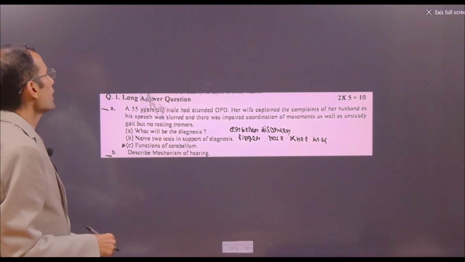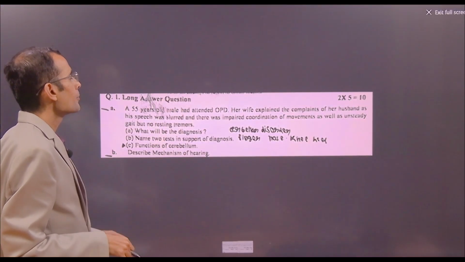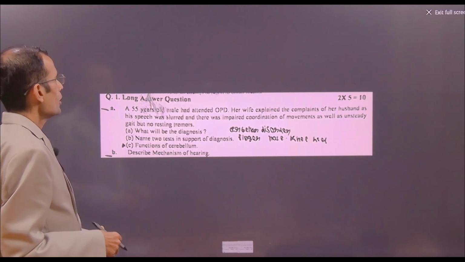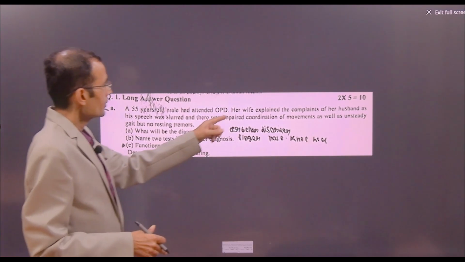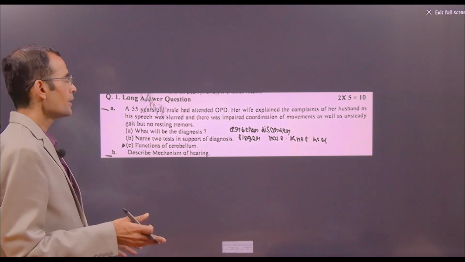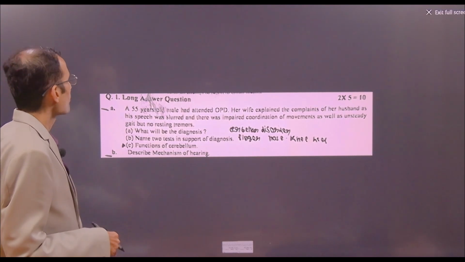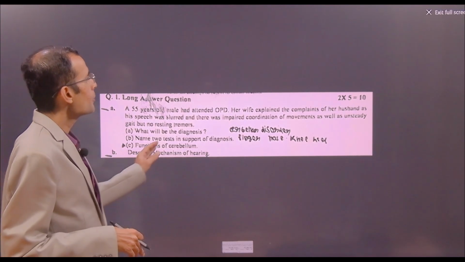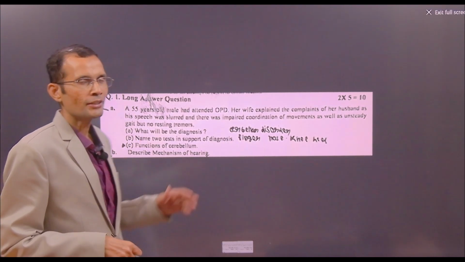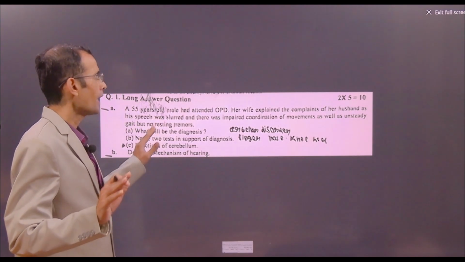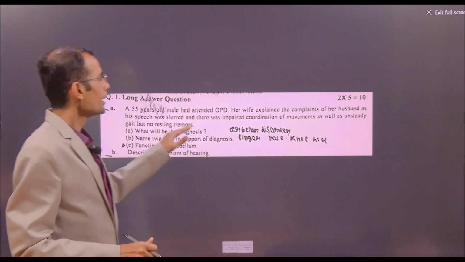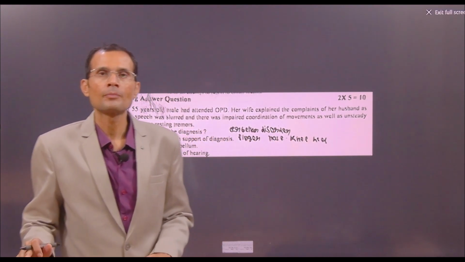Okay, a 55-year-old male had attended OPD, and his wife explained the complaints of her husband. This is what is written here. Speech was slurred. There was impaired coordination of movements as well as unsteady gait, but no resting tremors. I'll read it once again. Speech is slurred. Impaired coordination of movements.